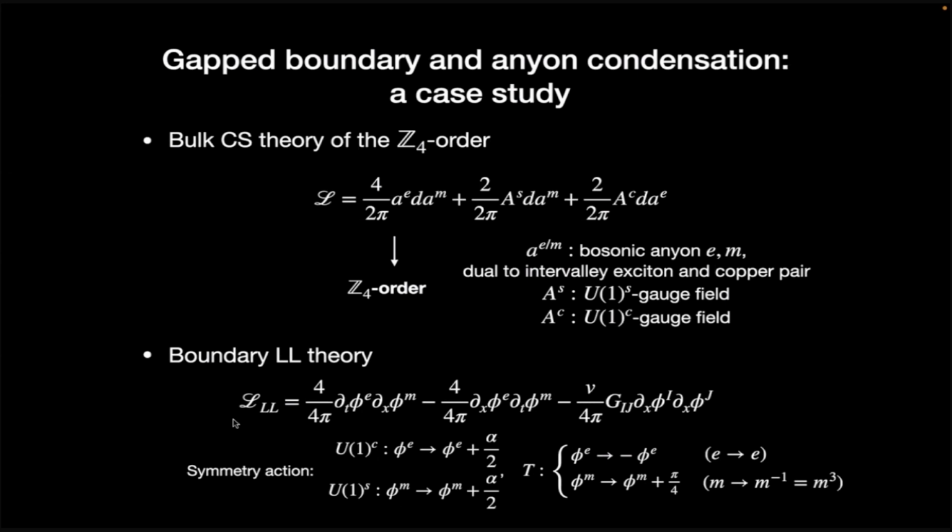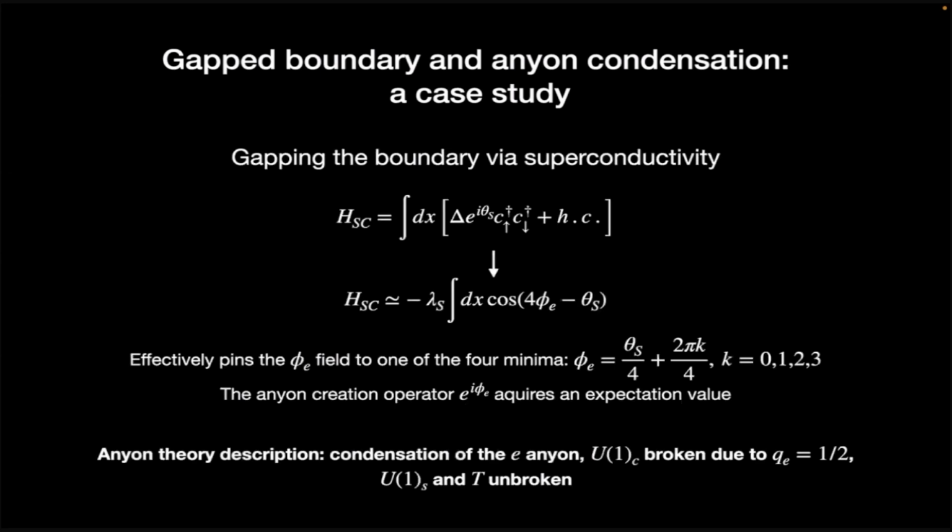As written here, it is a gapless theory with a pair of counter-propagating gapless modes, right? This is a theory for a gapless boundary. But actually, it is possible to gap out this boundary by introducing superconductivity. For instance, we can consider this superconducting term on the boundary, which condenses the intervalley Cooper pair, and if we go to the bosonized description, this becomes the cosine term for the phi E field for the E particle. When the coefficient lambda s is large enough, this term pins the phi E field to one of the 4 minima, right?